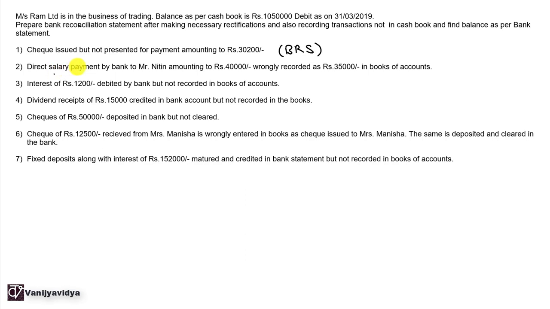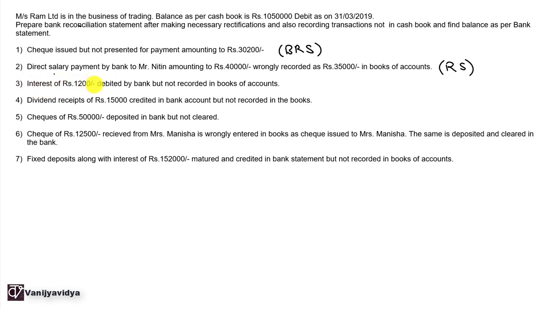Next, direct salary payment by bank to Mr. Nitin amounting to rupees 40,000 wrongly recorded as 35,000 in the books of account. Now there was some direct salary payment of rupees 40,000, but there was an error in the cash book, and this amount of 40,000 was recorded as 35,000 in the cash book. Now this requires a rectification. So this will be a part of your rectification statement.